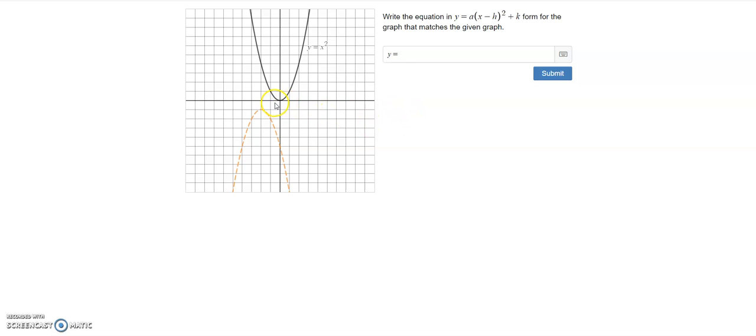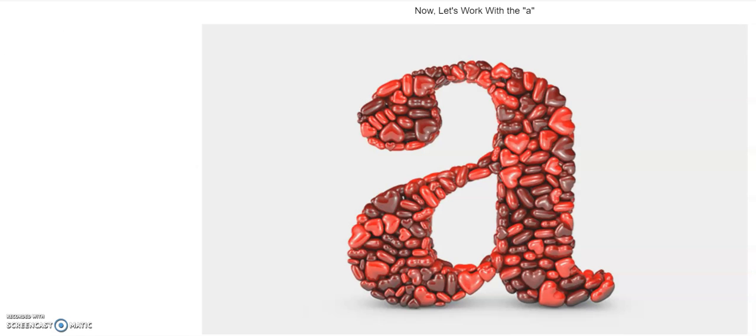All right, same situation. 2 to the left, 1 down. 2 to the left, x plus 2. Let's square it. That moves it over. Now we just need to move it down 1. Minus 1. There we go. And now reciprocate, so we'll reflect it. Make it negative. There we go.